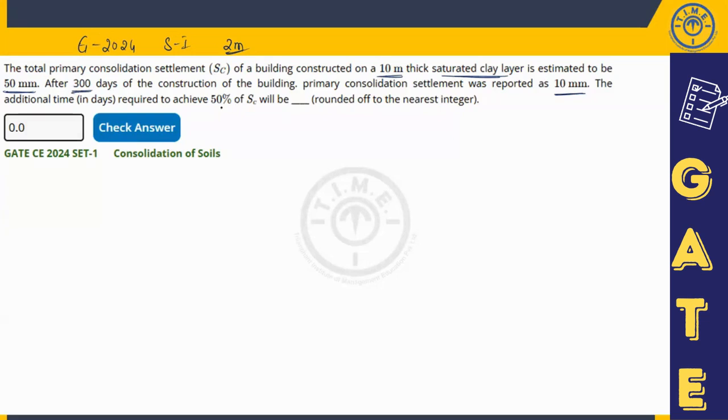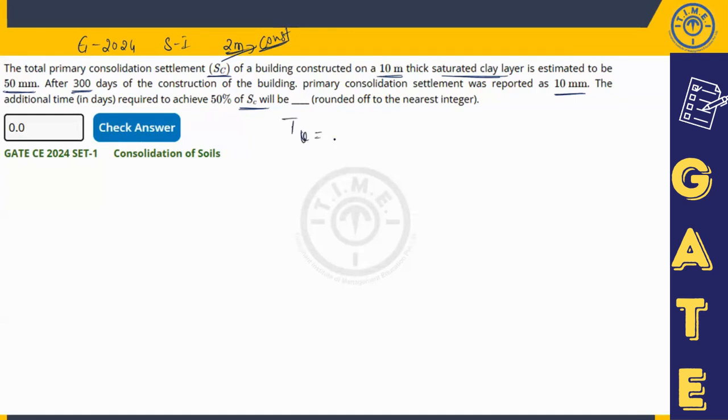Additional time required to achieve 50% of total consolidation. Always remember, my dear students, total consolidation is constant. So he is telling us total consolidation is 50 mm, and after 300 days we have 10 mm. That is how much percentage of it. And he is asking 50%. 50% of 50 mm is 25 mm. So we need two things.